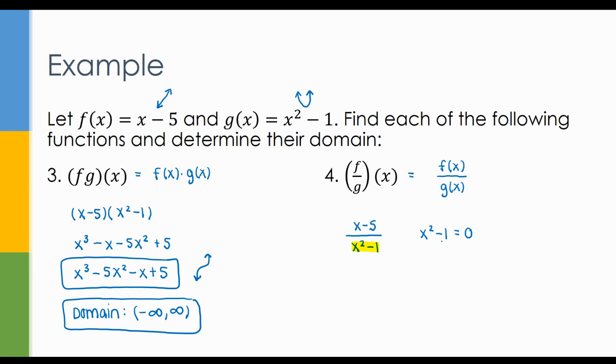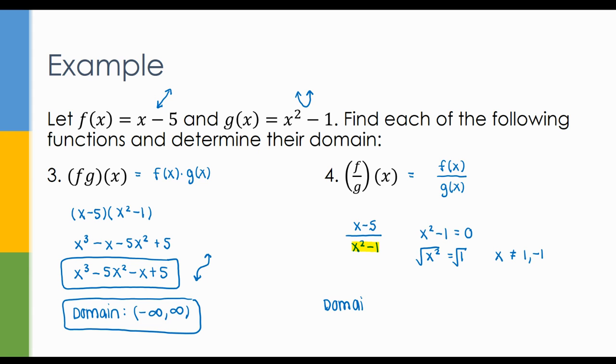So once again, this is factorable because it's a difference of squares, but I can just do the square root property here. I'm going to add the 1. I'm going to take the square roots. When I take the square root, I get 2 answers. So x cannot equal 1 or negative 1. But basically, then any other number in my domain is going to work.